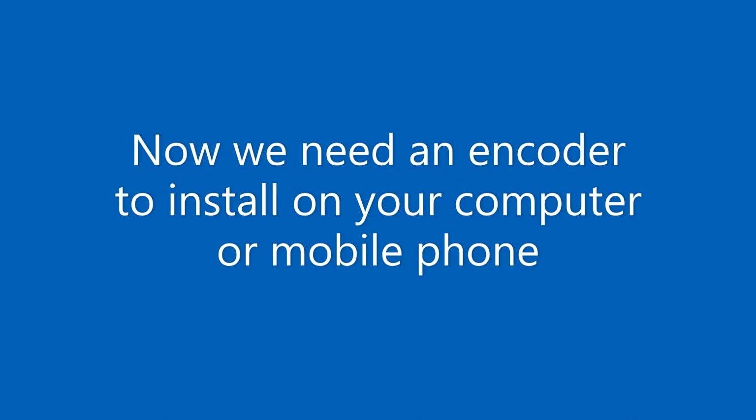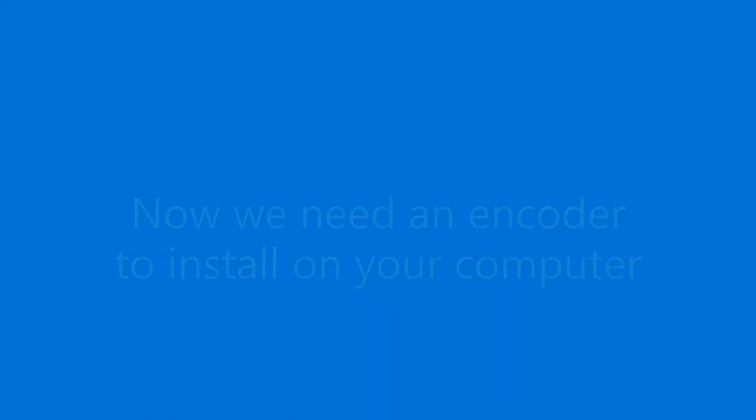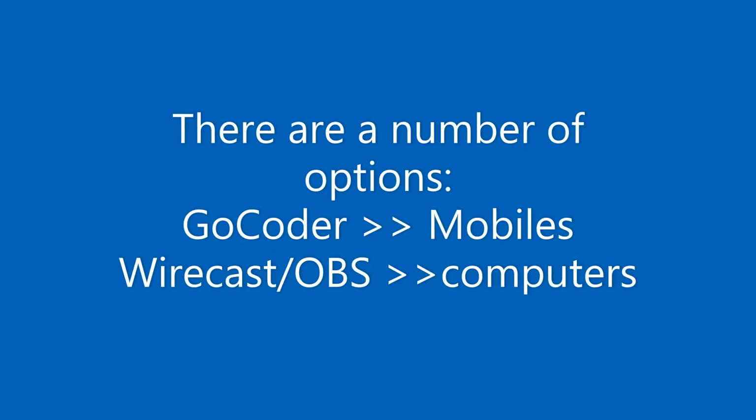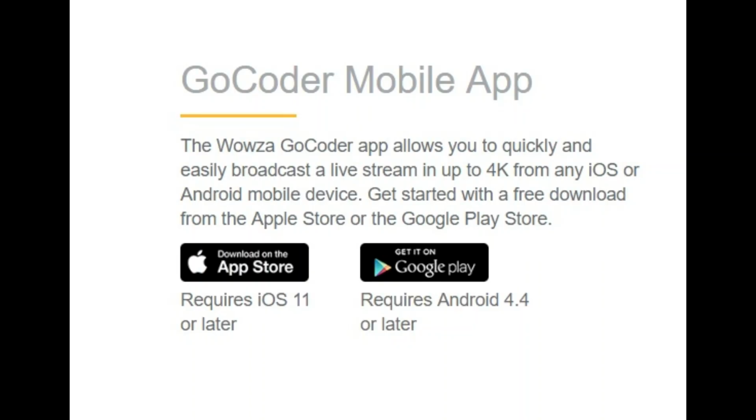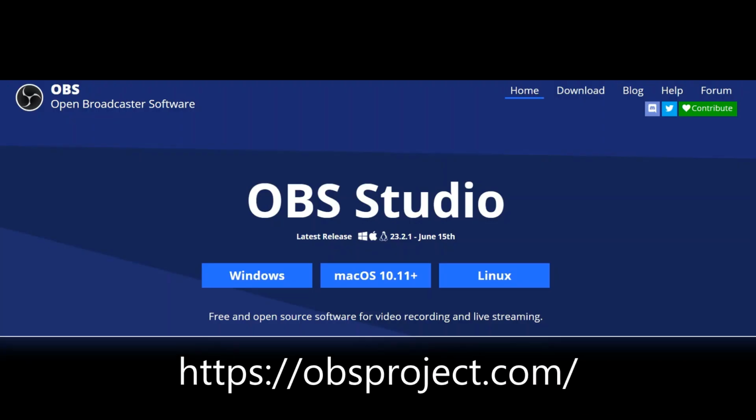And going back to the encoder, you have a number of options. The Go Coder, for example, for mobiles, from Google Play or Apple.